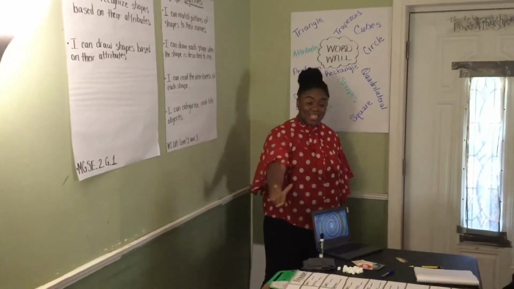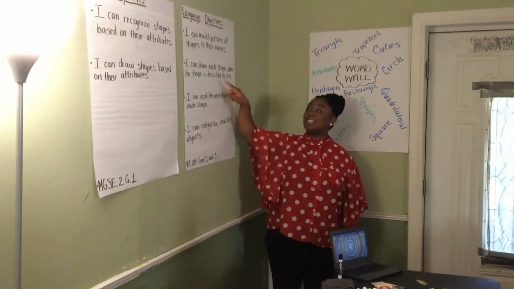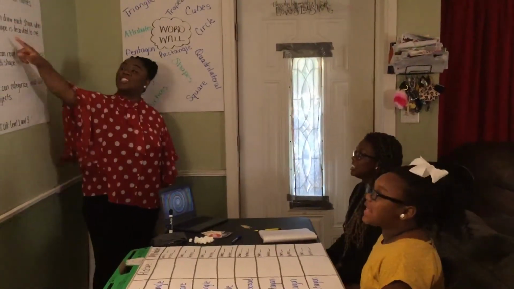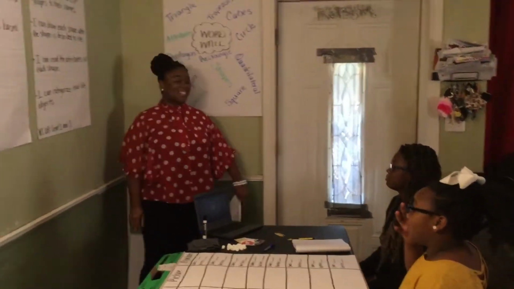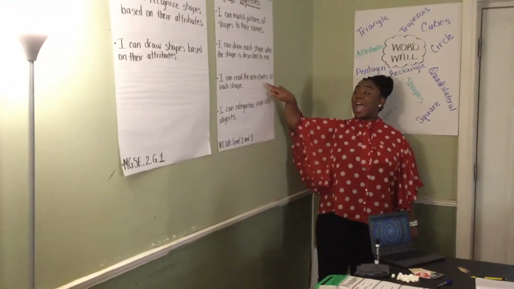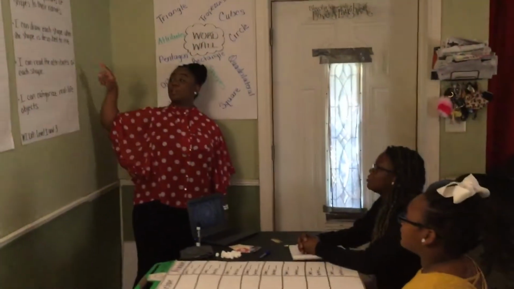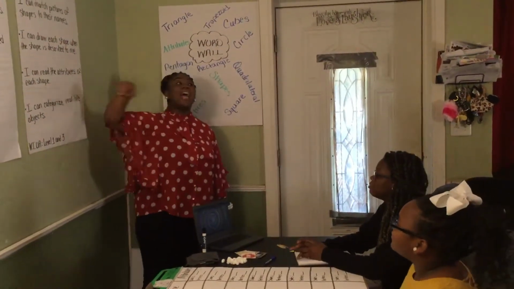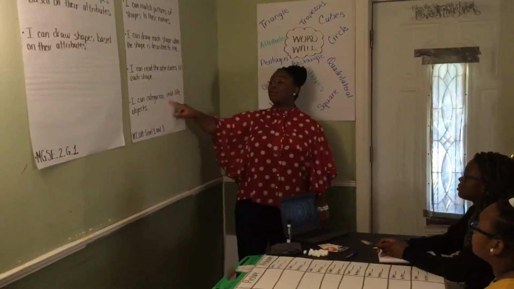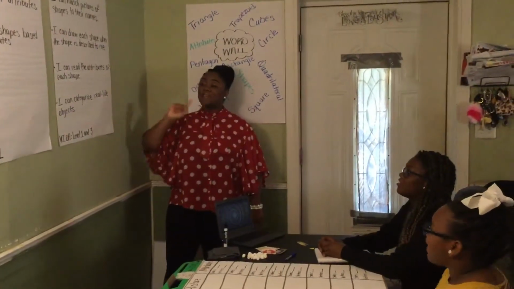All right, our second objective. I can draw each shape when the shape is described to me. Repeat. I can draw each shape when the shape is described to me. Good job. Our third language objective. I can read the attributes of each shape. Repeat. I can read the attributes of each shape. And our last language objective today is I can categorize real life objects. I can categorize real life objects.